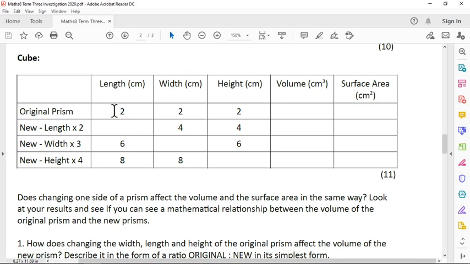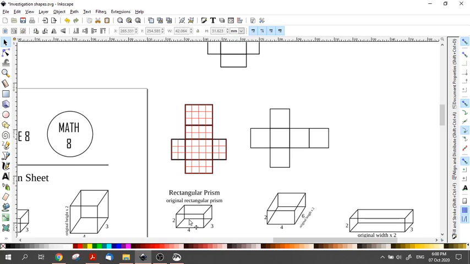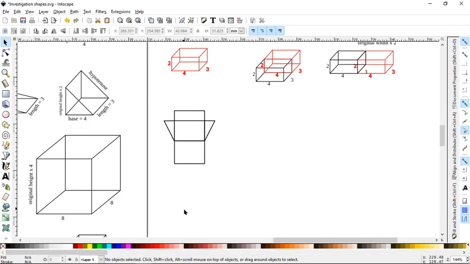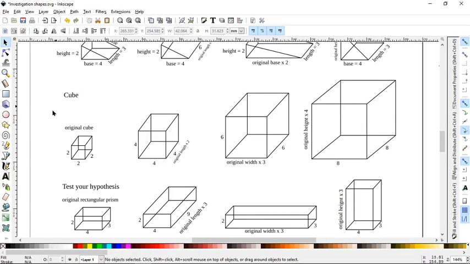So what we're going to do is start off with a cube that's 2 by 2 by 2. Flip to your back page and you can see the pictures here. These are the pictures from the back page. Here is my original cube. It was 2 by 2 by 2, and then I doubled it and made it 4 by 4 by 4, and then I made it 6 by 6 by 6, and then 8 by 8 by 8. So my cube is just getting bigger and bigger.